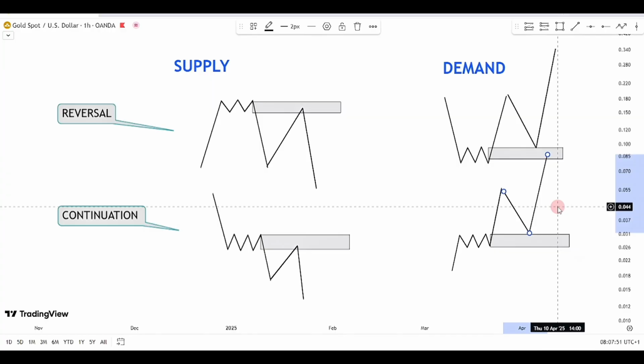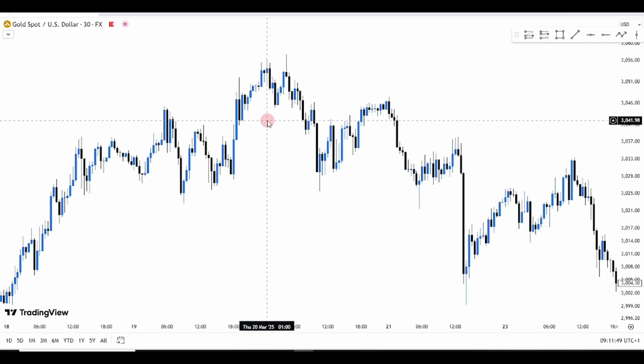So let's head over to the chart so I can show you how this supply and demand forms, how to draw them and how to trade them. Alright, so this is generally what the supply should look like on the chart.